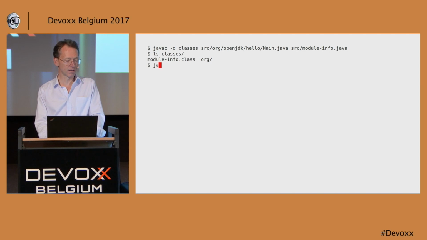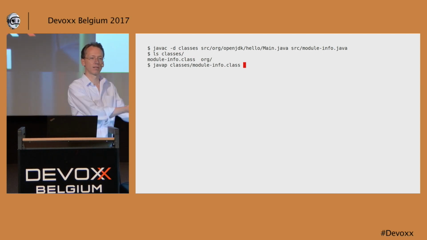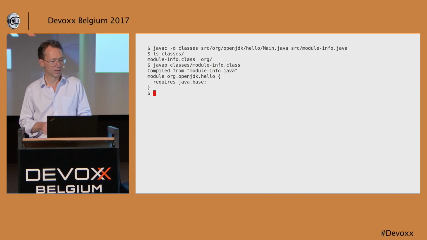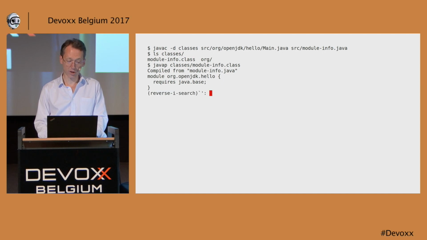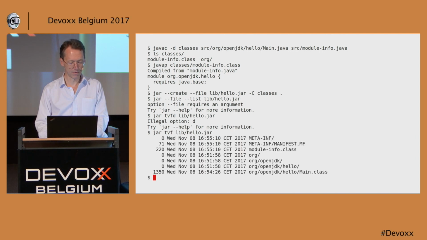All right, so I've got a classes directory. Here's module-info.class. I can run javap on it, just like any other class file. A module declaration in module-info.java is compiled into a little class file. And javap helpfully tells me what is in there. So that's all good. I can jar it up, just like I did before. I'll just overwrite that. Whoop. I'll be lazy. Whoop. I'll be confused.